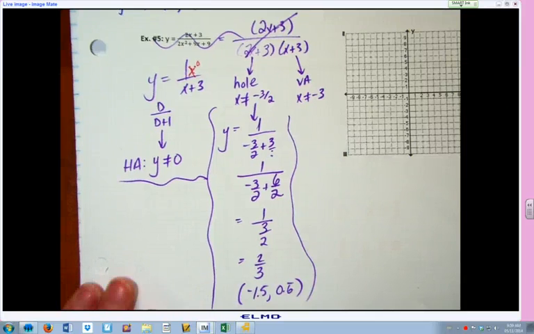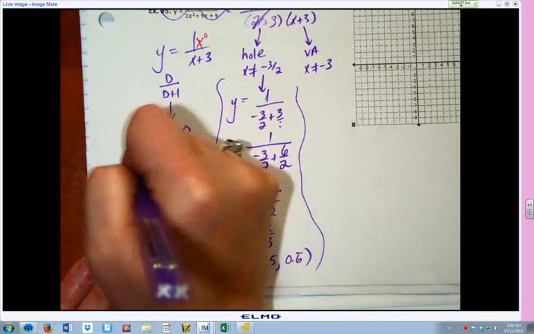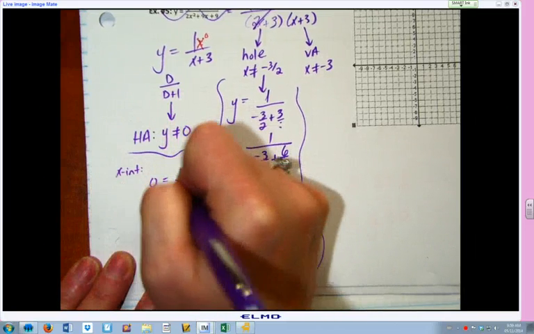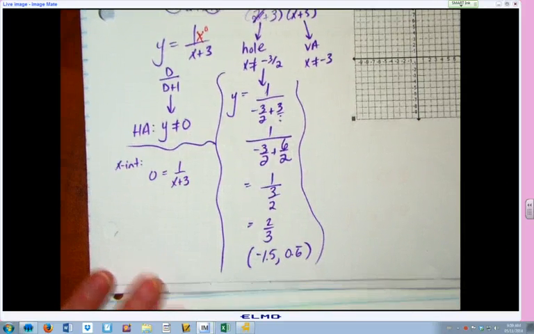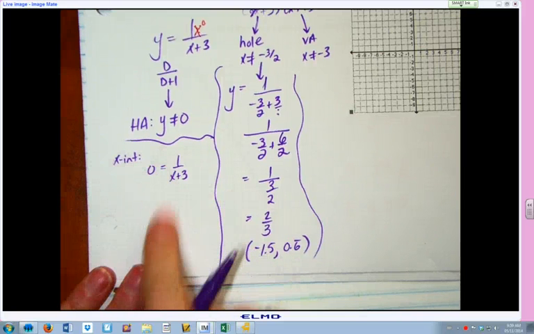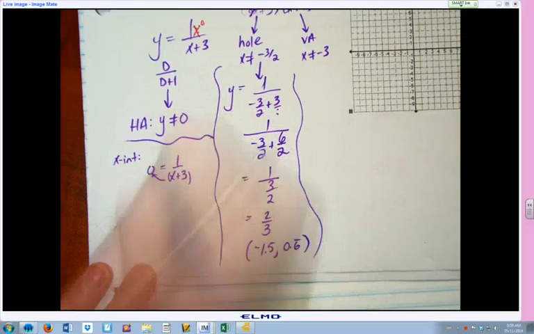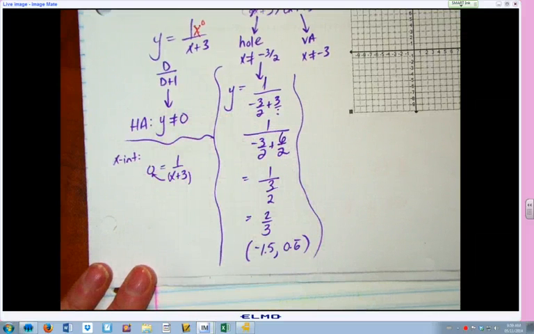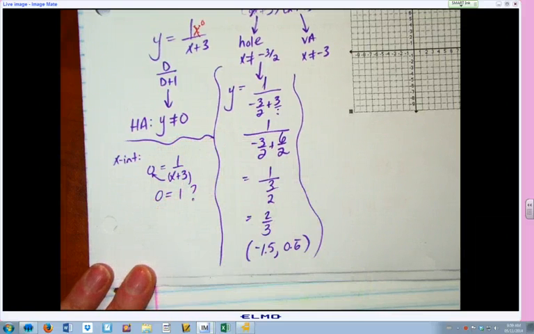Okay, step 3, intercepts. Okay, how do I get rid of a division by x plus 3? Multiply. What's 0 times x plus 3? 0 equals 1. What does that mean? Could 0 ever equal 1? So what does that tell you about the x-intercepts? There aren't any.